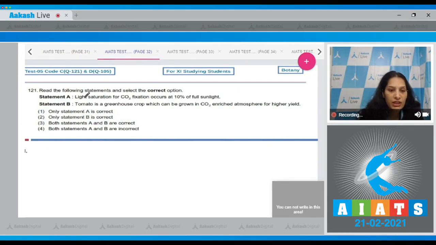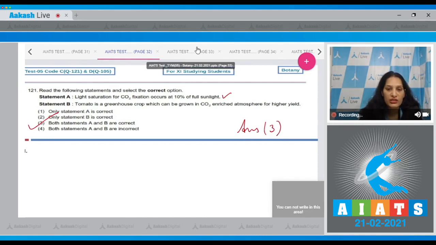Question number 121. Read the following statements and select the correct option. Statement A. Light saturation for CO2 fixation occurs at 10% of full sunlight. This is true. Statement B. Tomato is a greenhouse crop which can be grown in CO2 enriched atmosphere for higher yield. Yes, because tomato is a C3 plant, and in C3 plants the yield can be increased by increasing the concentration of CO2. So the correct option for the given question is option number 3.